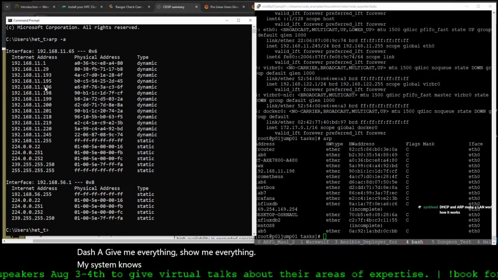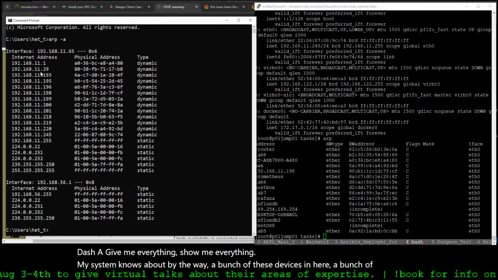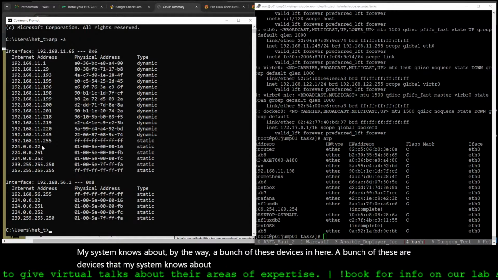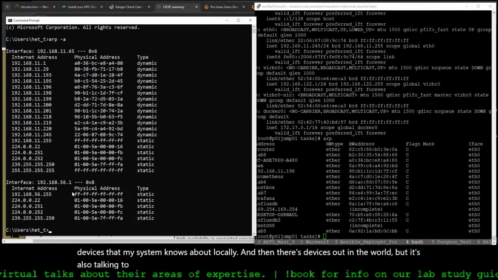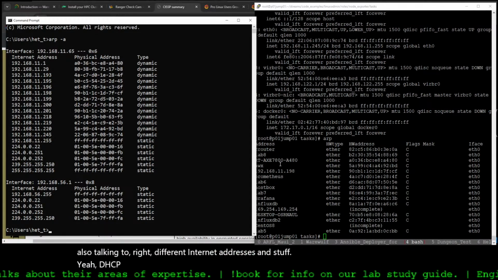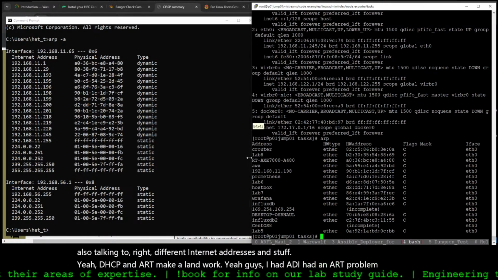arp -a. Give me everything. Show me everything my system knows about. And by the way, a bunch of these devices are devices that my system knows about locally. And then there's devices out in the world that it's also talking to, right? Different internet addresses and stuff. Yeah, DHCP and ARP make a LAN work. Guys, I had an ARP problem in a cluster just the other day.